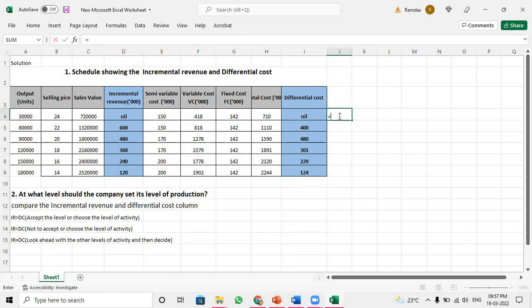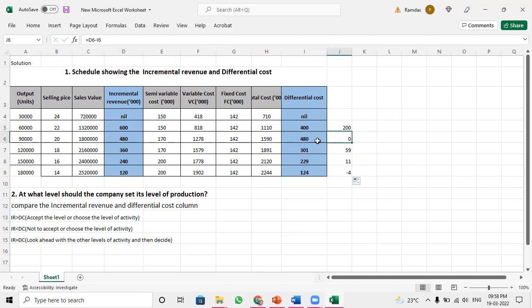Quickly, by using the formula, what I said, always your incremental revenue should be greater than your differential cost. So let's find out at what level it is more. So my incremental revenue should be more than your differential cost. So you should have a positive incremental value. So when I find the difference between the incremental revenue and differential cost, if you see here, we have an excess of incremental revenue, 200 excess of incremental revenue.